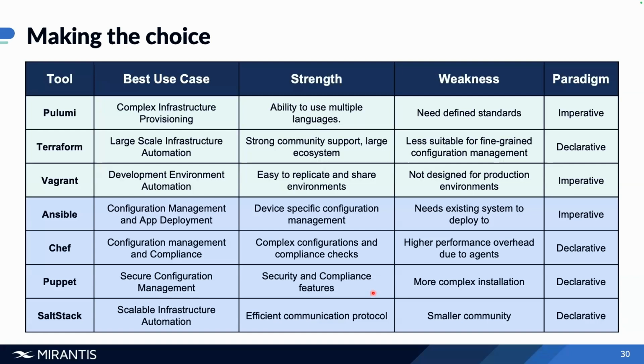And Salt is good if you want it to be scalable to a certain extent. The communication between components is actually pretty efficient, and it's good with automation of the configuration maintenance of systems. Now, the downside, of course, is a relatively smaller community, so getting information is a bit more nuanced. So those are things to look out for. That's kind of the comparison between them.